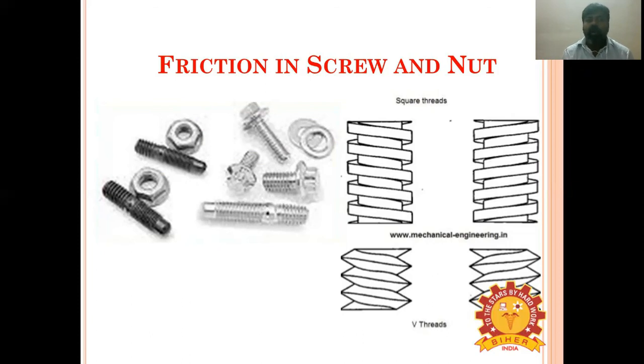Then the last thing is the depth of thread, which is the distance between the top and the bottom surface of the thread, that is, the crest and root of the thread. So these are all the important things in friction in screws and threads.